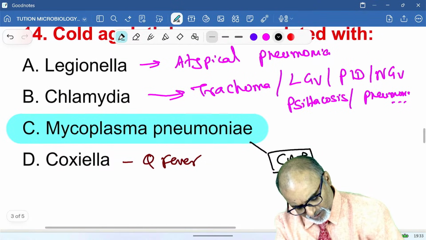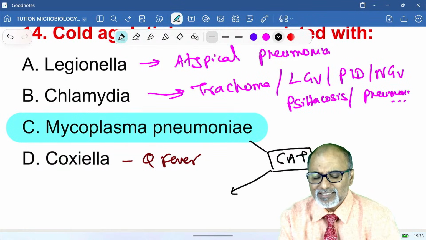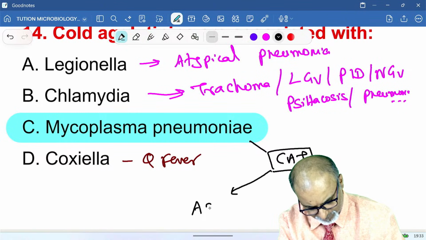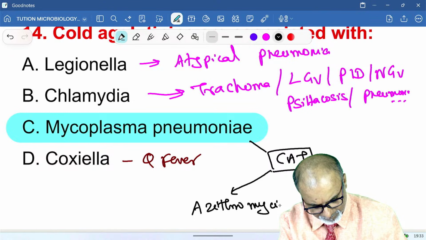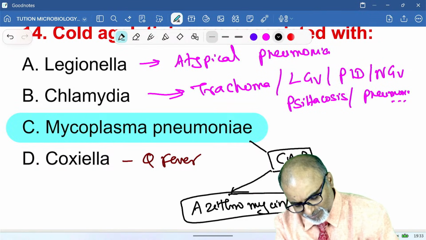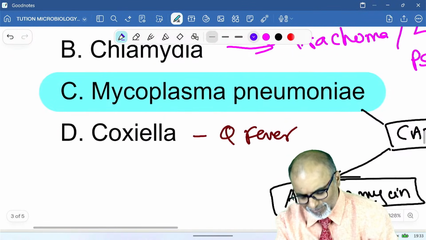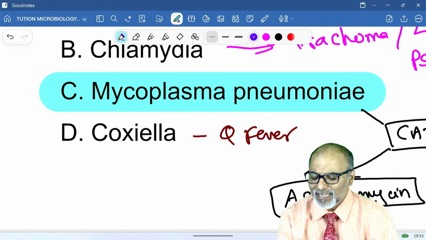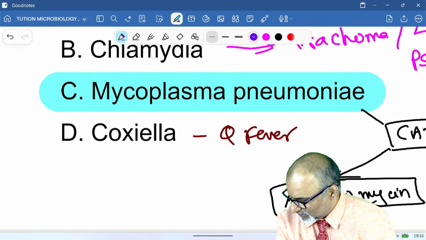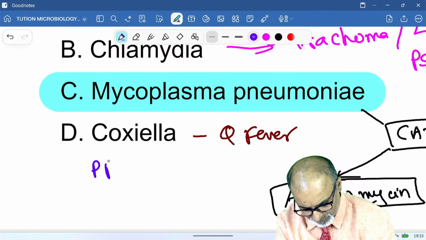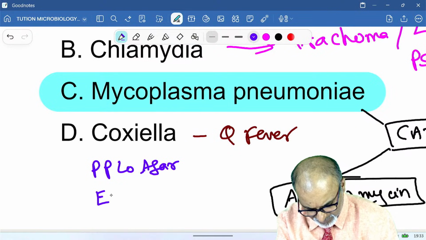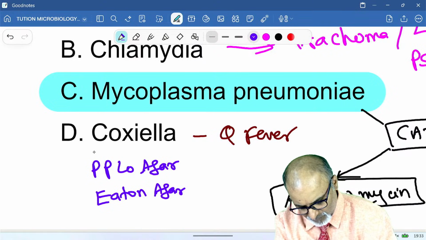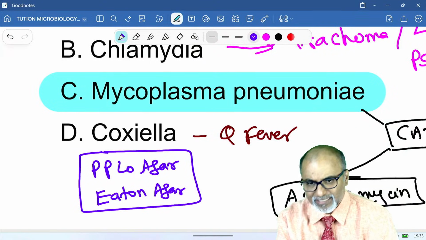Treatment for Mycoplasma pneumoniae, drug of choice is azithromycin. Can you name the culture medium? Sometimes they may ask. PPLO agar. The culture medium is PPLO agar or Eaton agar.